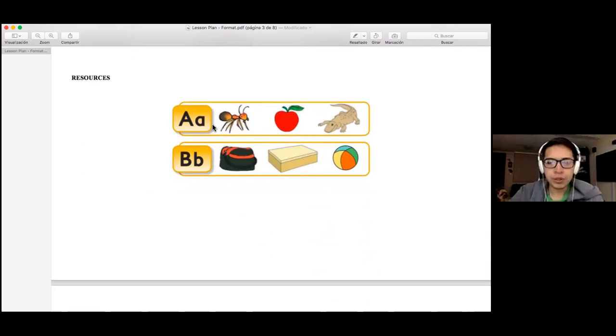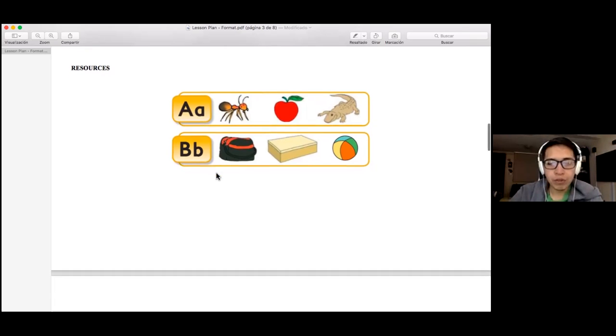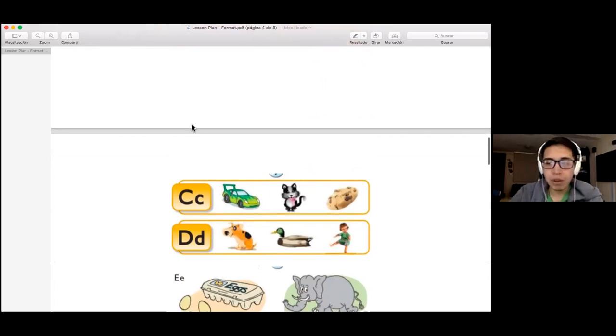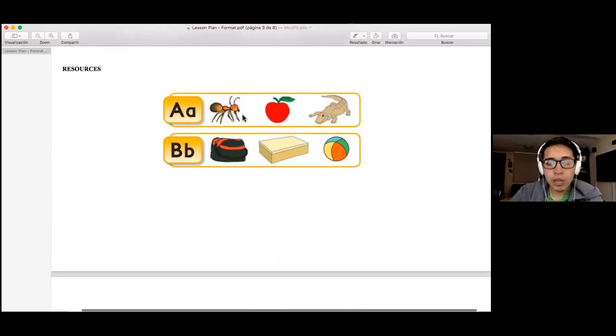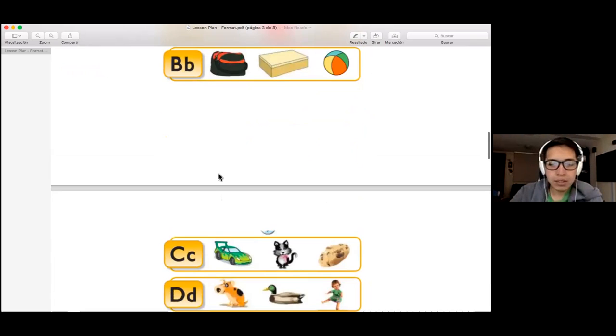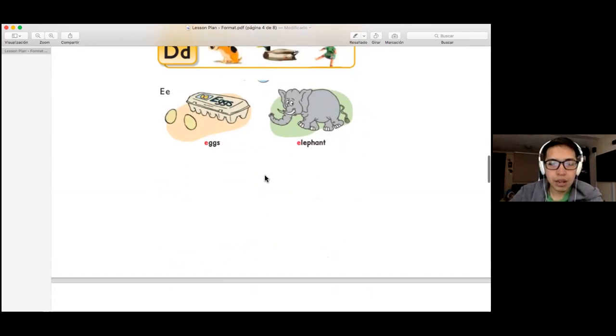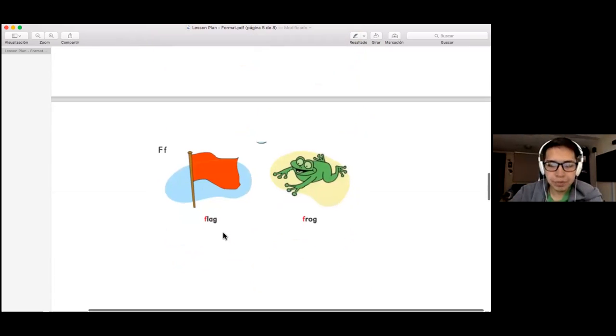Then we have the resources. The resources are fundamental for the lesson plan since those are the things that we are going to use during the class, not only to reinforce the students, but also to help them with the memorization of many things. For example, the first one are flashcards with the first letters of the alphabet and respective images that they will use to relate to the letter. For example, A for ant, B for bag, C for car, D for dog, E for eggs, and F for a frog or a flag.